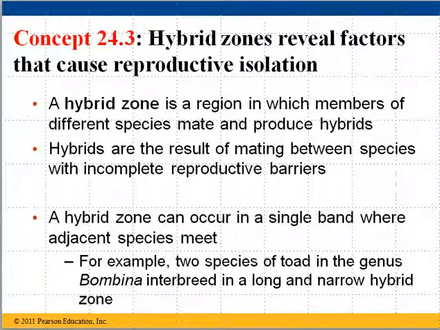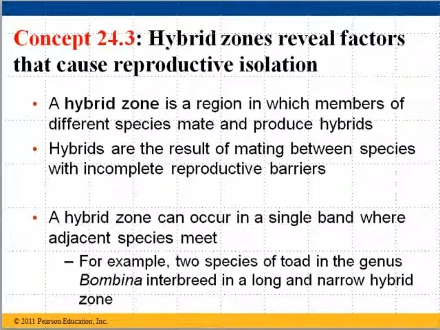Concept 24.3 says hybrid zones reveal factors that cause reproductive isolation. As I mentioned, a lot of people like to think of species as being this clear, distinct, black and white separation, like between a cat and a dog, between a bird and a human. But in reality, biology is all about living things, and so it makes it quite a bit more messy, and there's a lot more gray area.